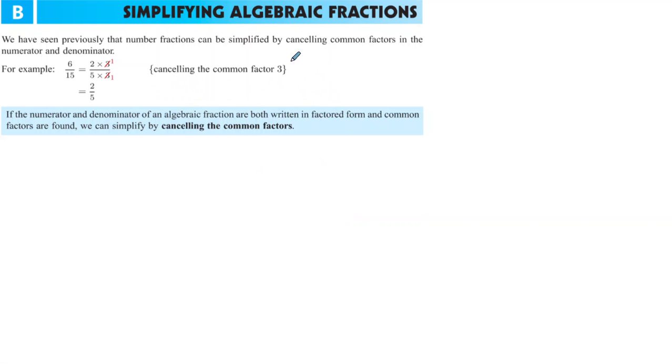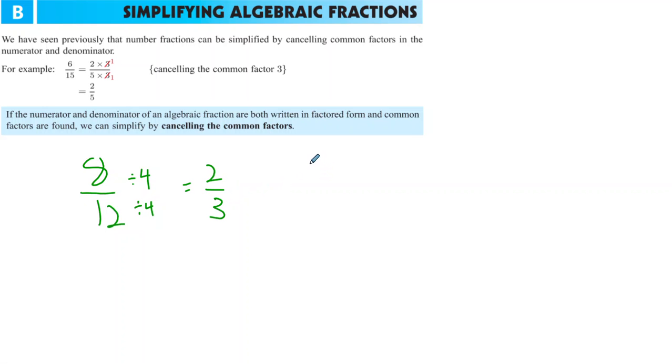So we're going to simplify algebraic fractions. We already know how to simplify regular fractions, like 6/15. We can take out a 3 from both of them, and we will end up with 2/5. Another example might be 8/12. We can divide both of those by 4 because they share that factor. We end up with 2/3.